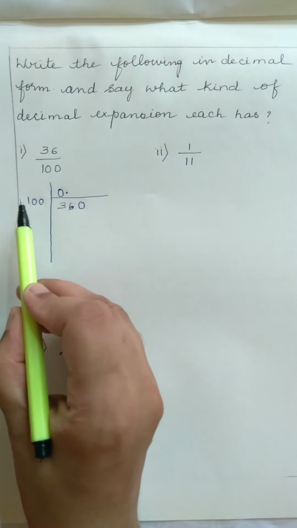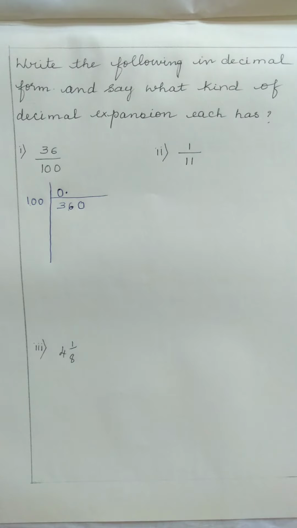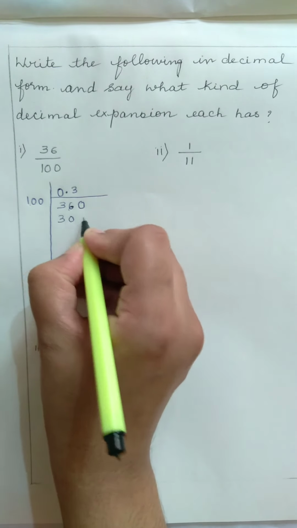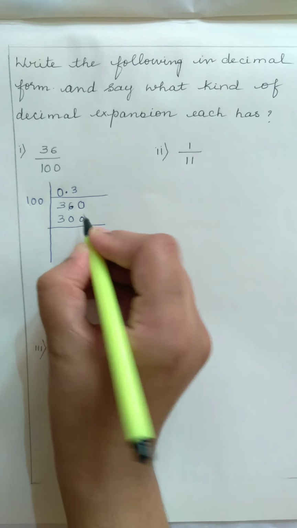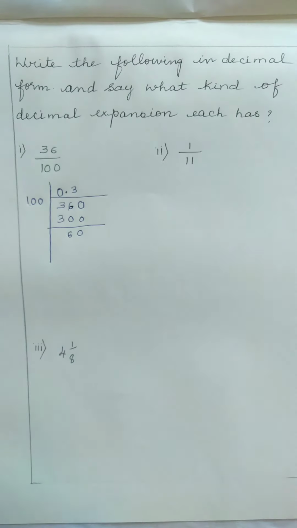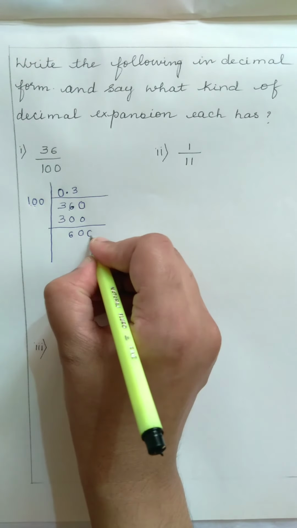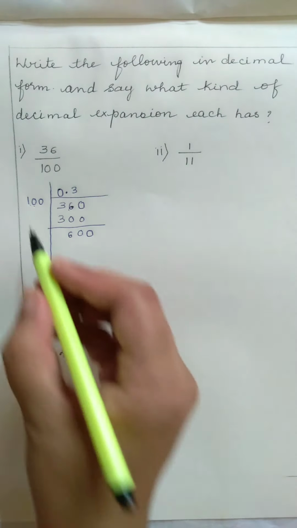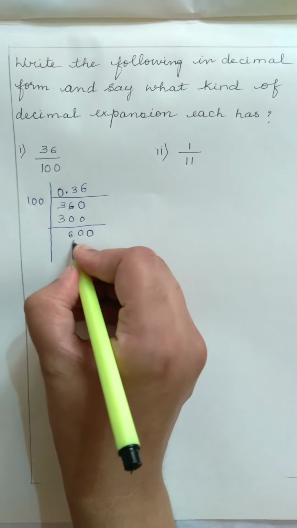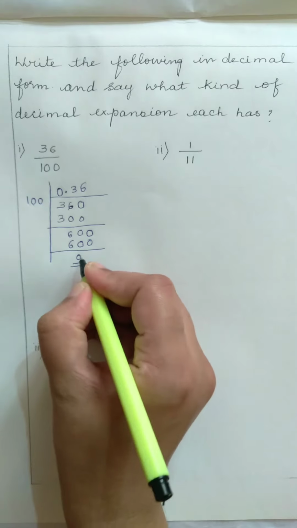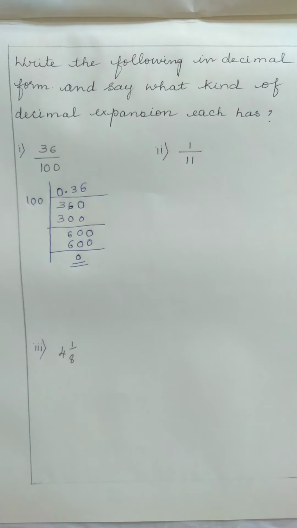Now it is greater than 100. We know that 100 3s are 300. So, therefore, the remainder is 60. Now, 60 is lesser than 100. So put 0, so 100 6s are 600. Therefore, we got the remainder value equal to 0.